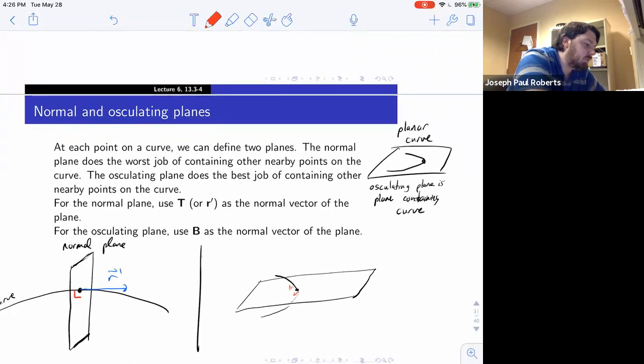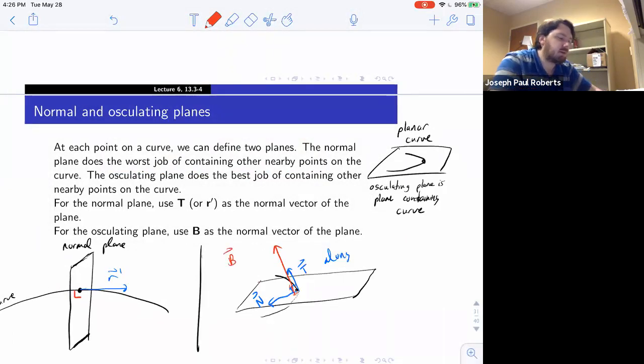And so to do the best job of containing other nearby points, basically you want T and N to point along the osculating plane, which means that the cross product B, which is T cross N, should be perpendicular to your osculating plane. So T is the direction of the curve, N is the direction that the curve is turning, and remember T and N are always perpendicular. So if those point along your osculating plane, the binormal vector B points perpendicular.